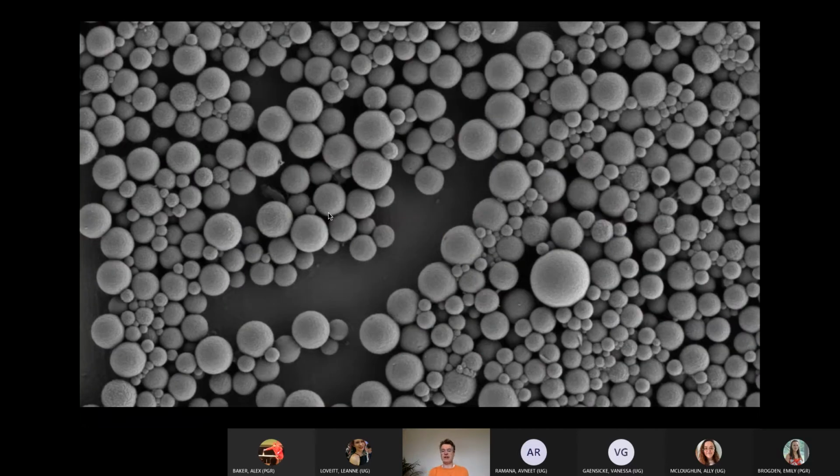And this is what they look like under a scanning electron microscope. So here you see one that we would call have a very broad particle size distribution. And you can clearly see that the diameters of these plastic spheres are all different in this particular way.